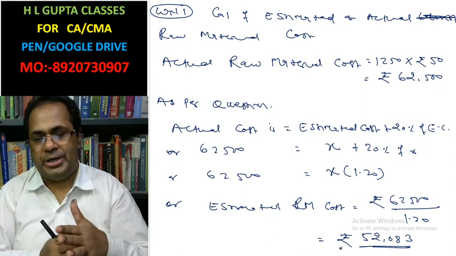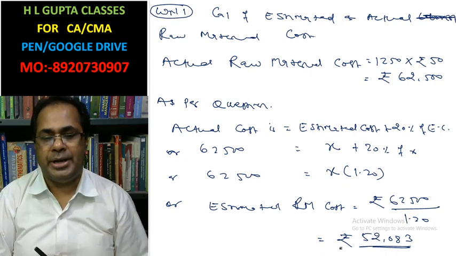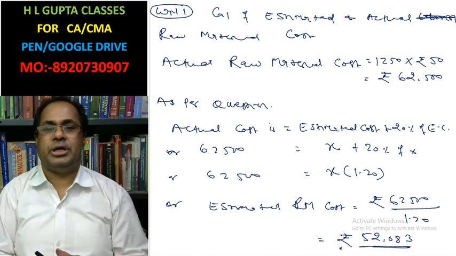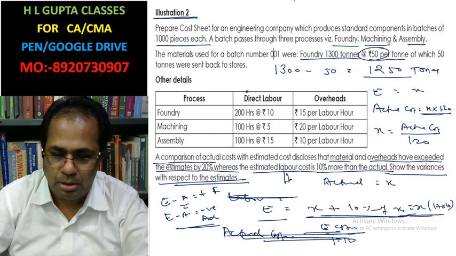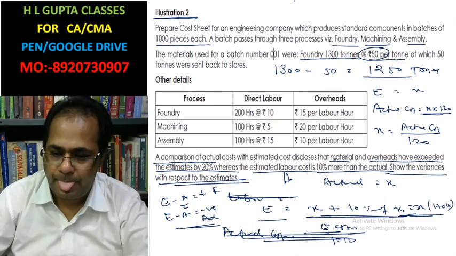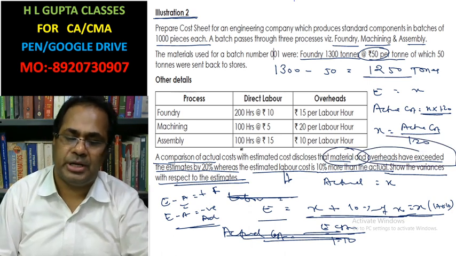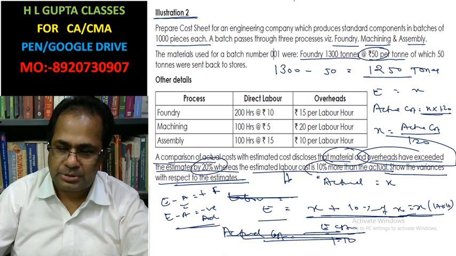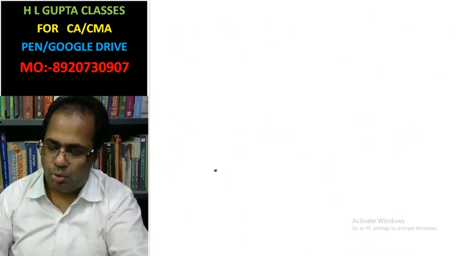In the same way, overhead cost. Actual overhead cost is 20% more than estimated cost. This information is given here. Look, material and overhead have exceeded the estimate by 20%. Labor cost decreased by 10%. Okay, now working note.